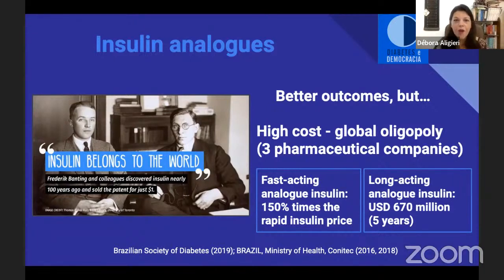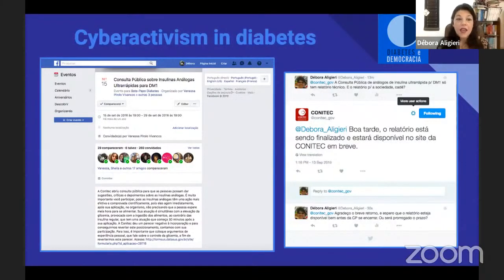So how did we fight for this incorporation in this situation? I present here the experience of cyber activism in diabetes. When we talk about cyber activism, we are talking about hybrid online and offline actions of people or groups of people, organized or not, seeking social transformation, in this case for health rights. So cyber activism in diabetes relates to people with diabetes fighting for their rights, our rights to health.